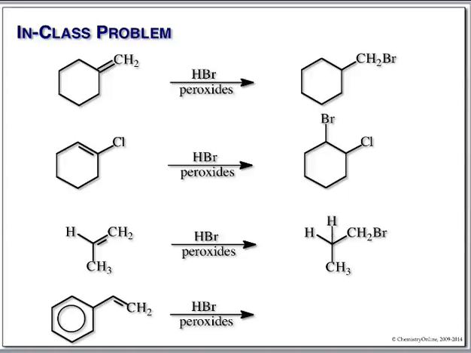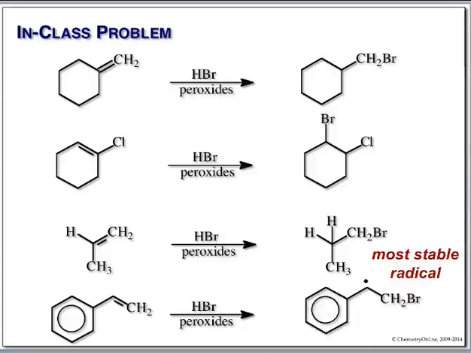And finally, this is our friend benzyl, isn't it? Most stable carbocation would be at the benzyl position. Most stable radical is at the benzyl position. Therefore, Br dot will add to give this as a radical. This will then pick up a hydrogen from HBr, on this carbon, to give this product.